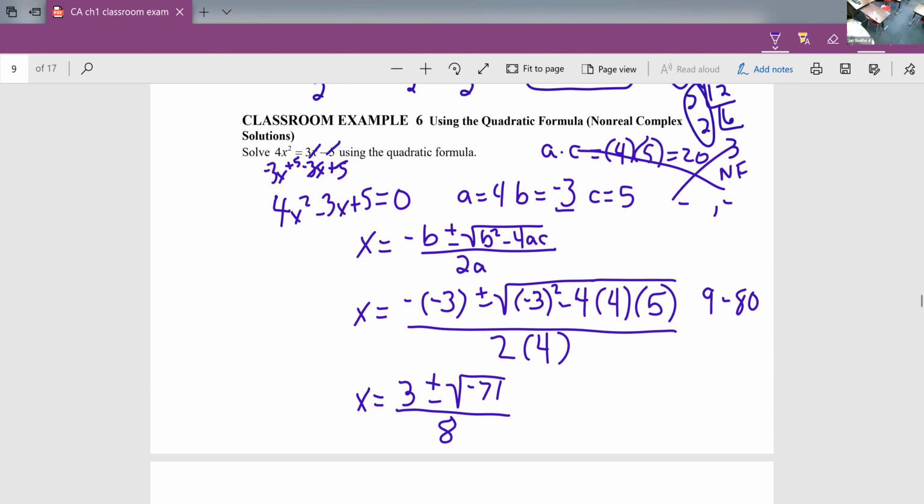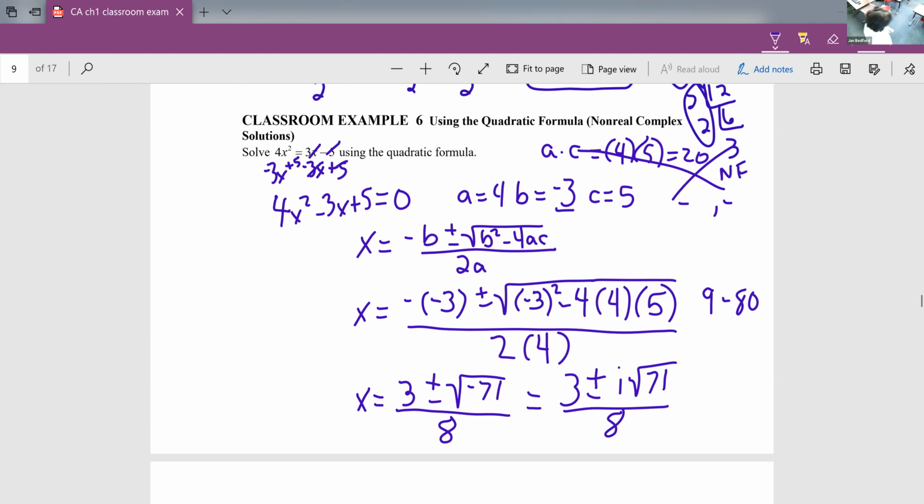Is that my final answer? What else needs to happen? Bring your i out. Pull the i out because there's a negative under the square root. So this is going to equal 3 plus or minus, what do I write now? i square root of 71 over 8.